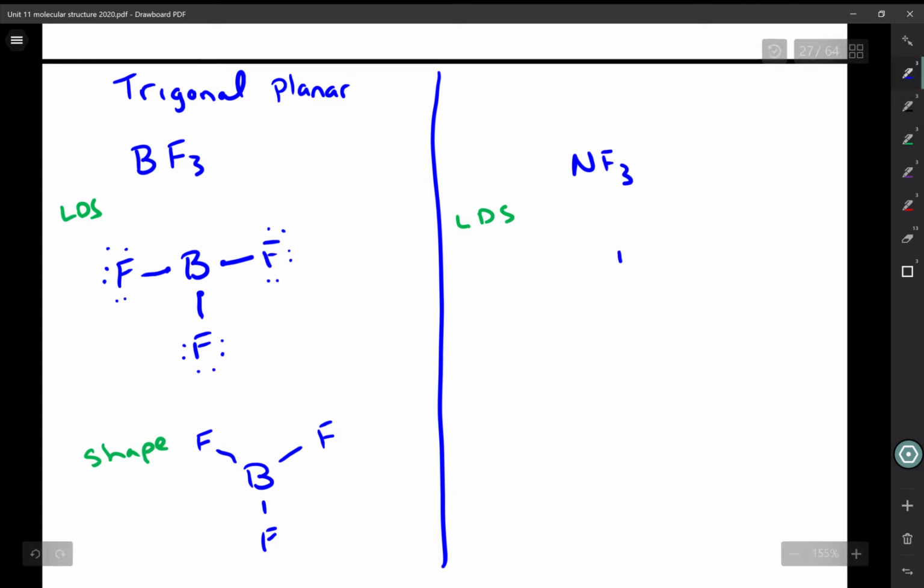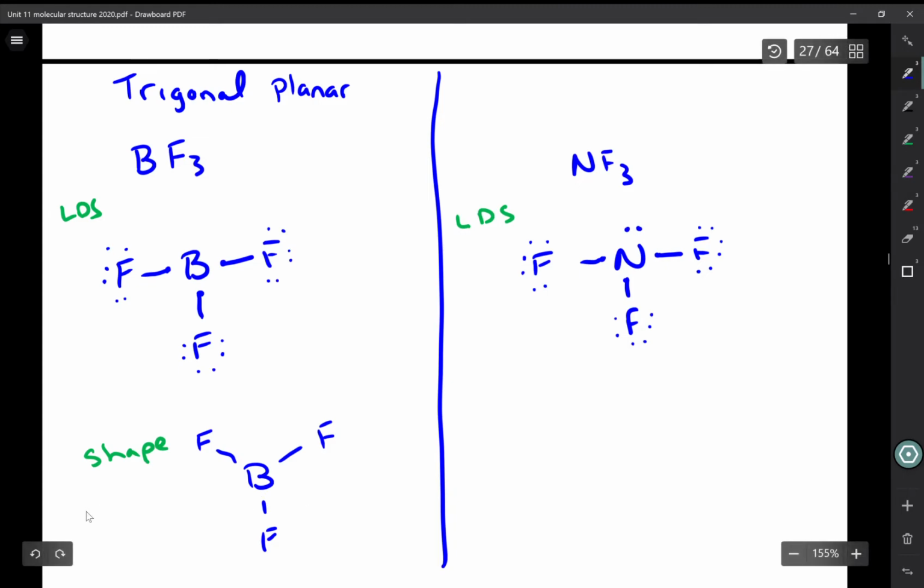All right, so here's your nitrogen. That's 5 valence electrons. I think you know where I'm going with this. F, F, and F. 1, 2, 3, 4, 5, 6. 1, 2, 3, 4, 5, 6. All right, so here's your NF3.